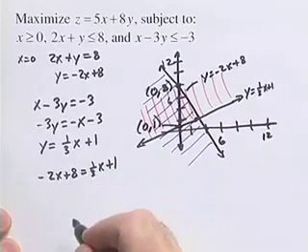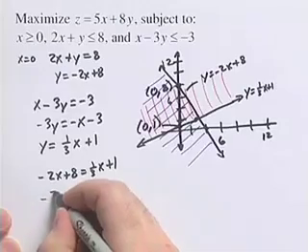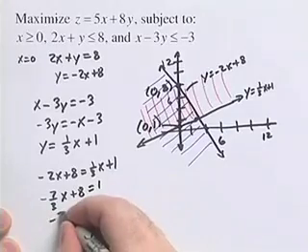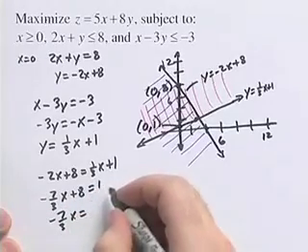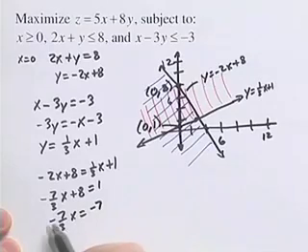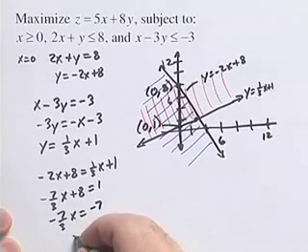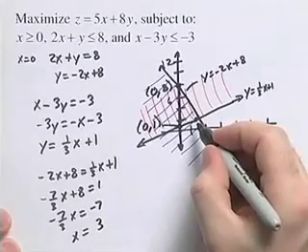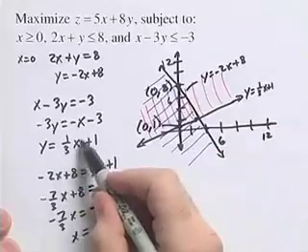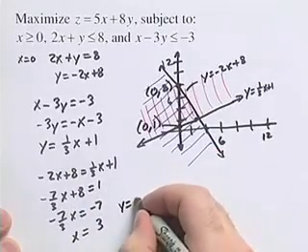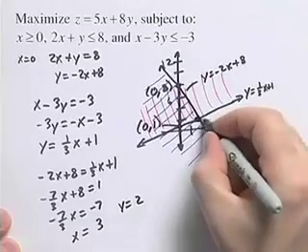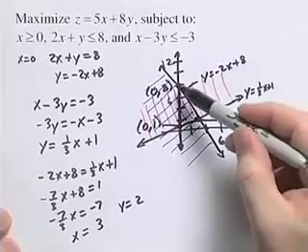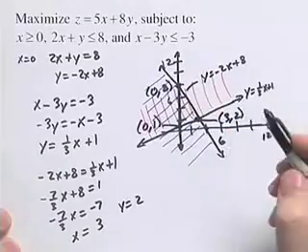We'll go ahead and subtract 1/3 x from both sides. So this will be negative 7/3 x plus 8 equals 1. Negative 7/3 x equals negative 7 after we subtract 8. We're going to multiply both sides by negative 3/7, and we'll get that x is equal to 3. We know the x value is 3. If we plug that into our equation here, we'll see that y is equal to 2. And so this is our point of intersection, 3, 2. So we have 3 corner points, 0, 8, 0, 1, and 3, 2.